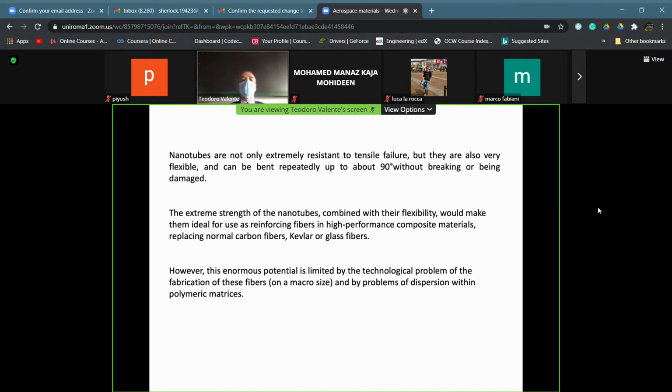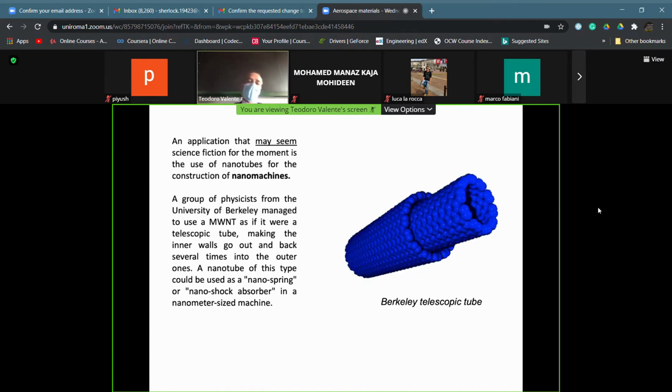But before going to this, and in order to complete this very, very short panorama of the nanotubes, let's have a look also at other possible applications and specific properties.